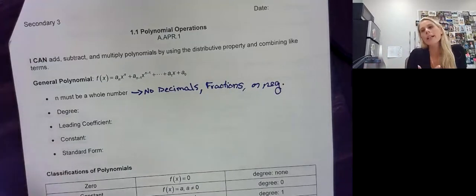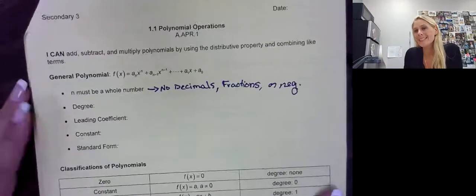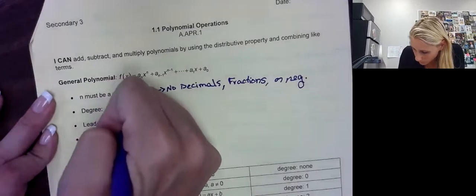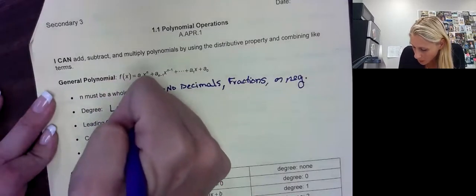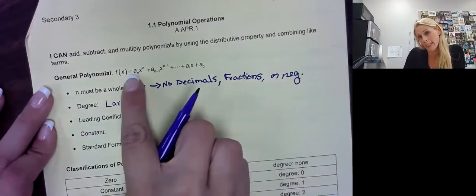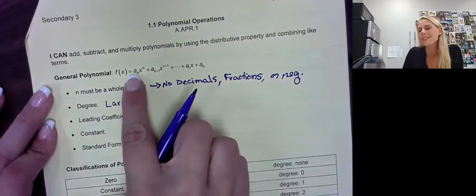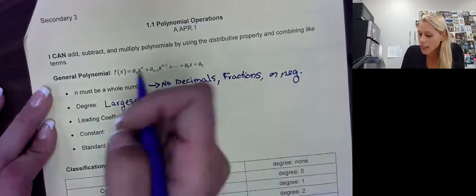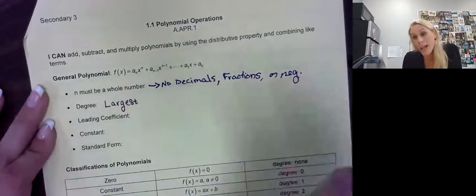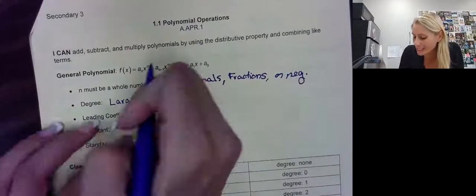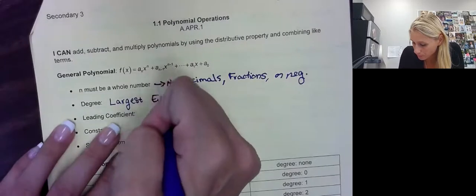Degree. The degree of the polynomial is the largest exponent. So it's not always the first term you see, because sometimes it's not in the correct order it needs to be. The correct order of a polynomial means the highest degree to the smallest degree. The degree of the polynomial is the largest exponent. Okay.